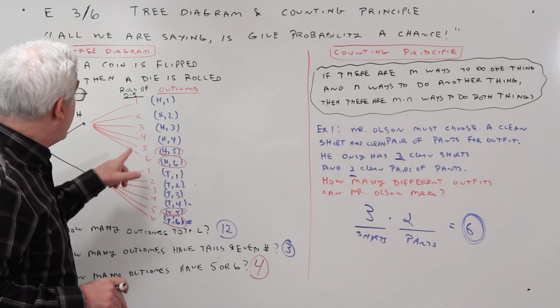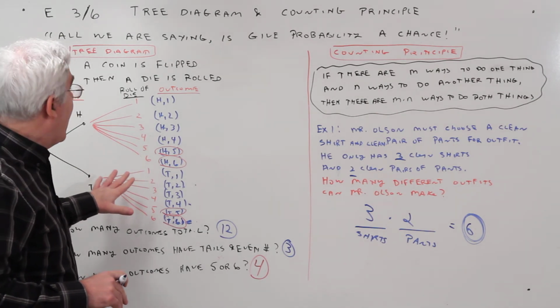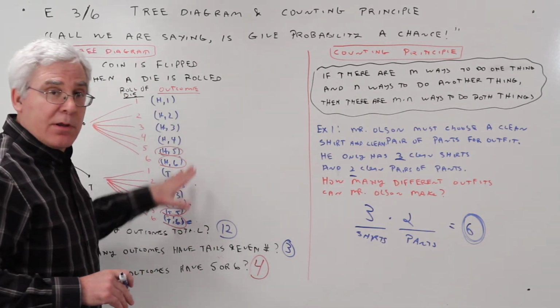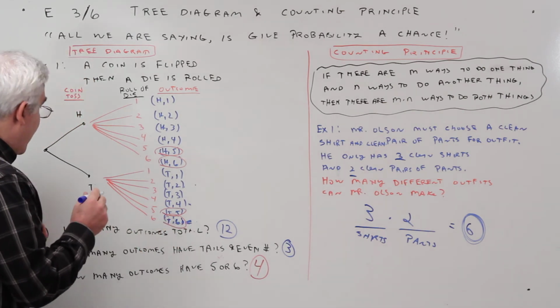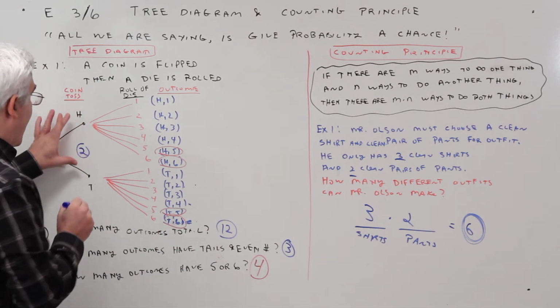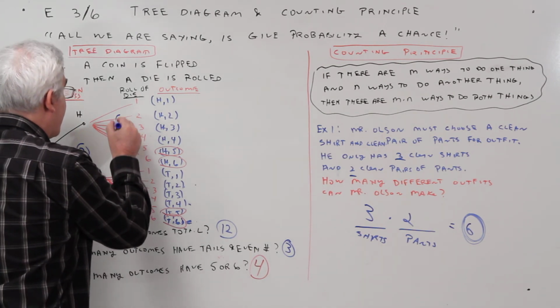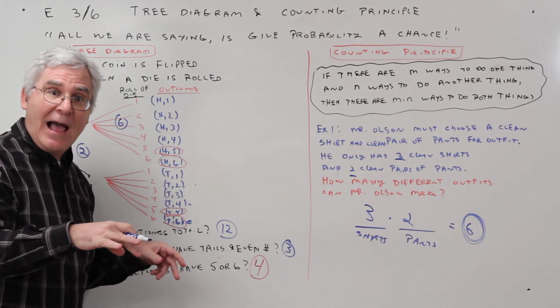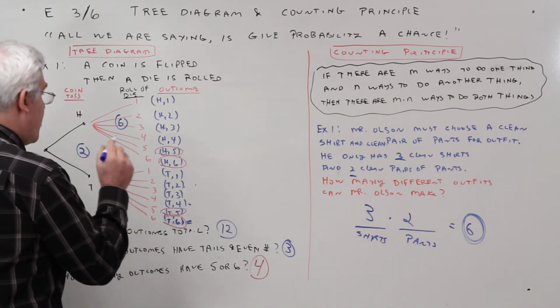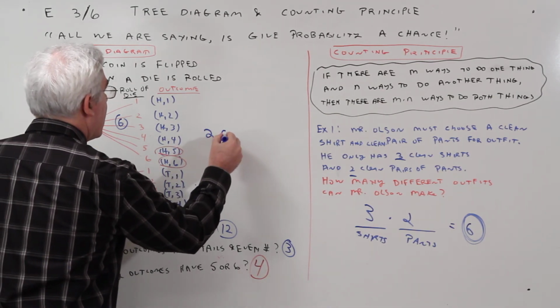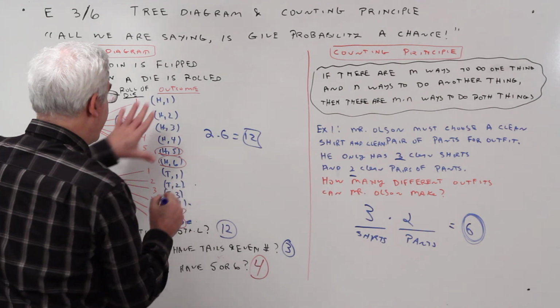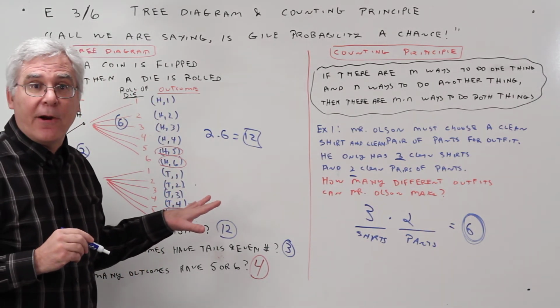Getting back to this tree diagram, I could have found the total outcomes without having to count them all. Look at this. There's 2 ways of tossing a coin, and there's 6 ways of rolling a die. So 2 times 6 equals 12, and that's exactly how many outcomes we had there.